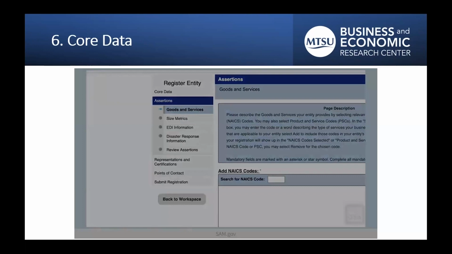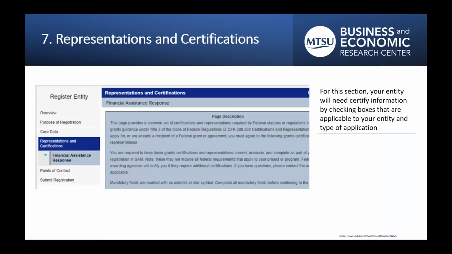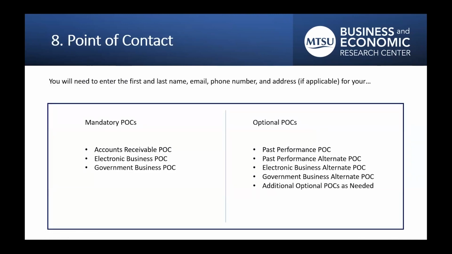And the USDA does recommend filling out the assertion sections as it minimizes the documents later in the application process. And then for the executive compensation question, you will likely select no. And then for the representations and certifications, it will just require an entity to certify certain information by checking boxes. And then the last section is the point of contact section.